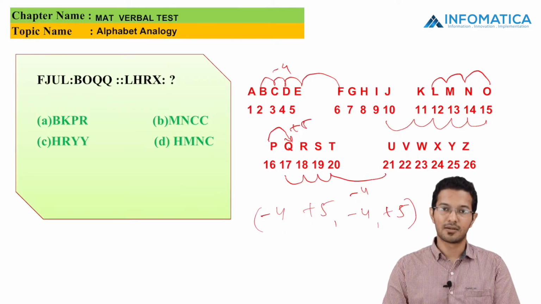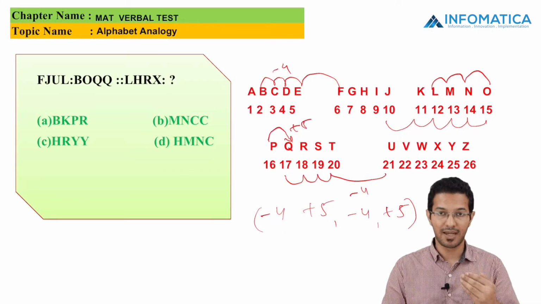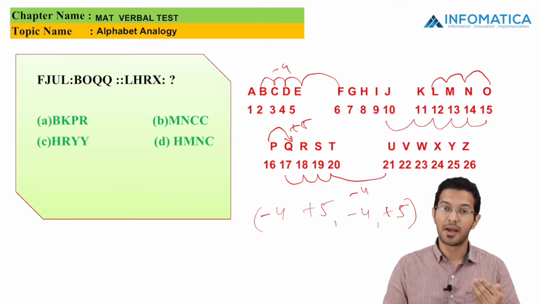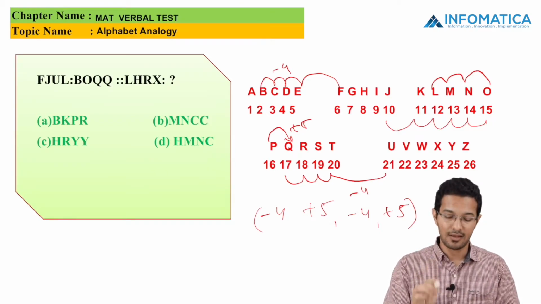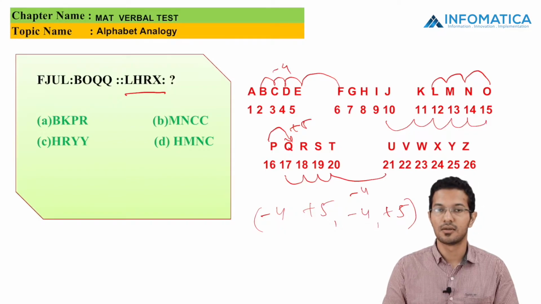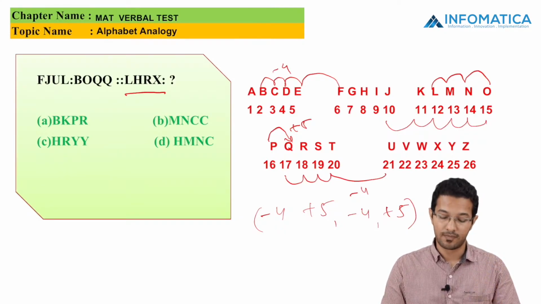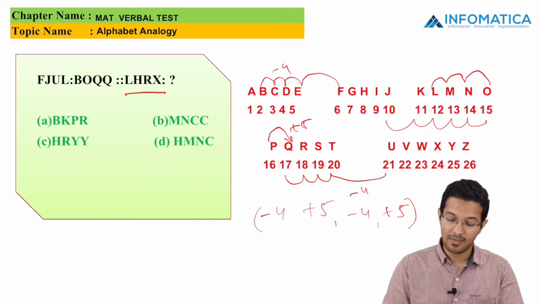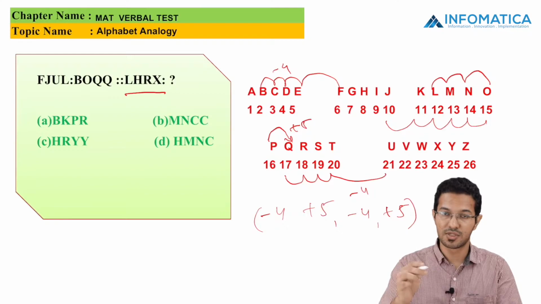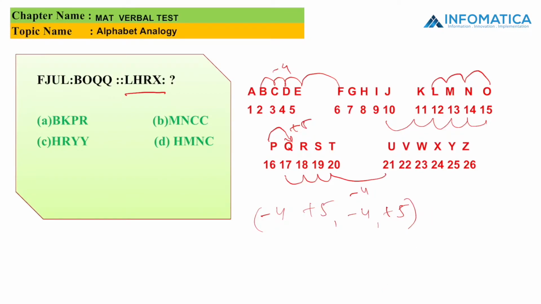So if you see the pattern, students, we have got a pattern which is minus 4, plus 5, minus 4 and plus 5. So let's see the pattern and get the solution. So L, H, R, X is related to what? L has to go minus 4 steps behind. So if I go minus 4 steps from L, I'll be reaching 1, 2, 3 and 4, which is H.